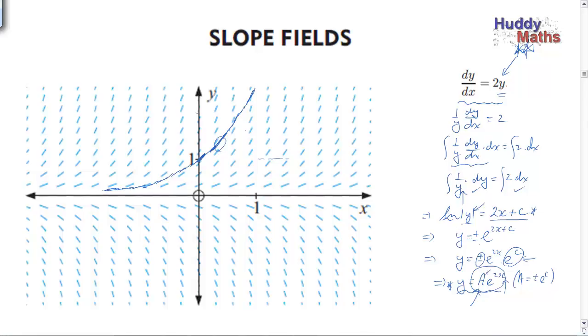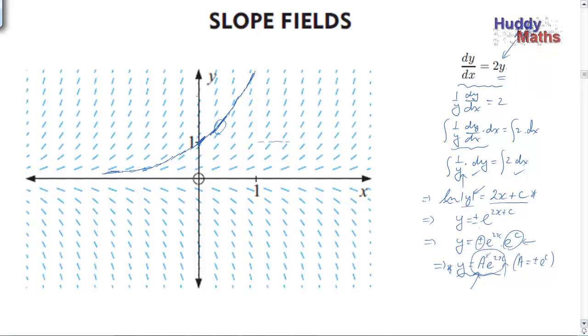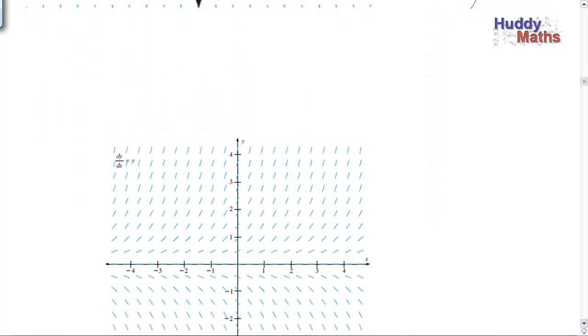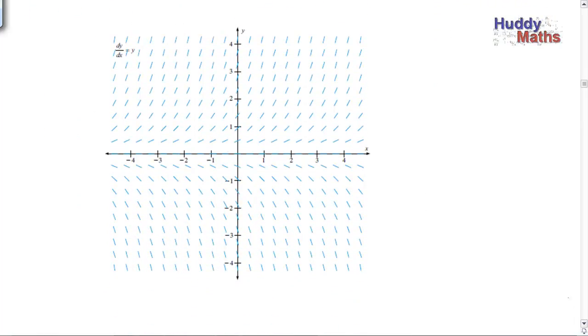It's a little bit different, but pretty similar to the slope fields we were doing before. Come down, let's do another one. dy by dx equals y. So here, where we have 1, y is 1 here, so the slope is 1. So all through there, the slopes of the tangents are 1.